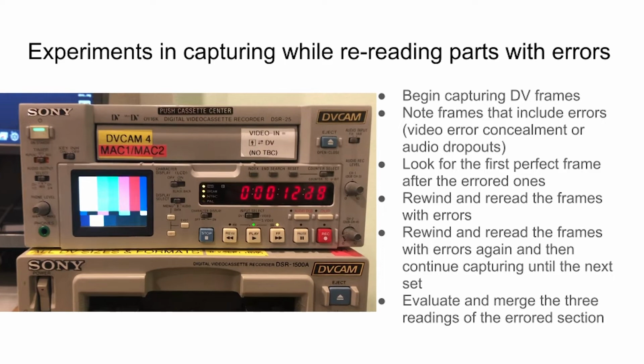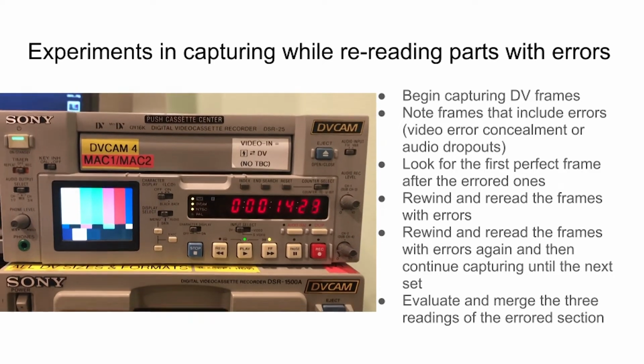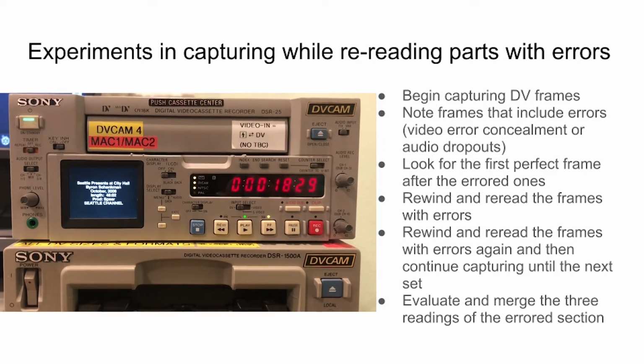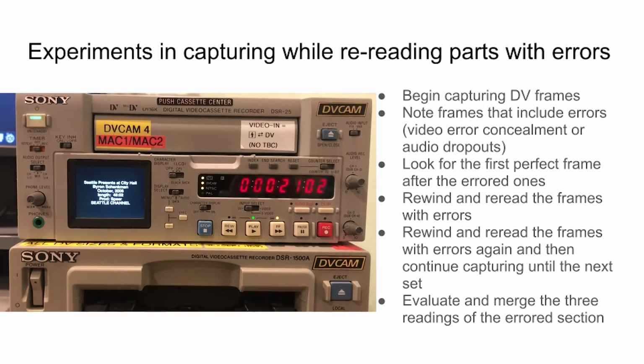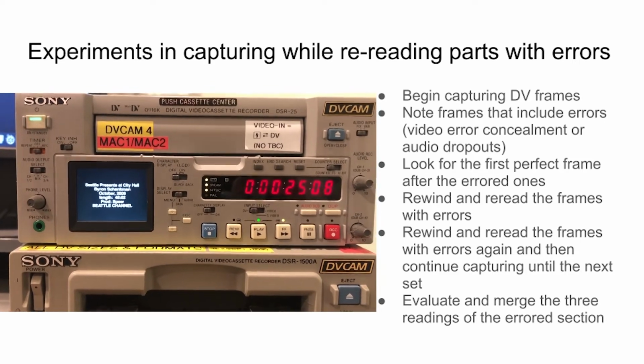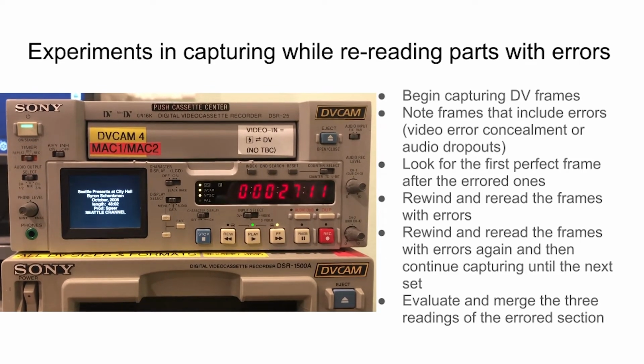When an error is encountered, such as an audio dropout or video error concealment, then the processor begins to look for the next frame that does not have an error. When it gets to a good frame, then it stops and it rewinds to the place before the error started.